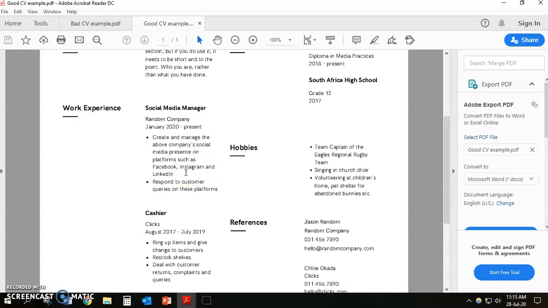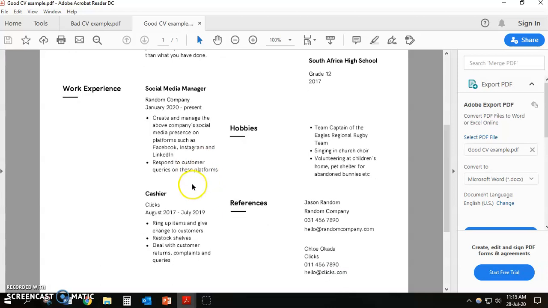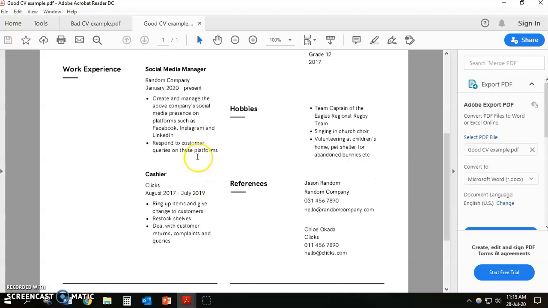Then your employer knows that you're comfortable with all of these platforms. And then also respond to customer queries on these platforms. This indicates that you're good with customer service, and you know how to deal with people. You're a people person. You've indicated that skill without actually saying, I'm a people person, which, okay, great, everybody says that.